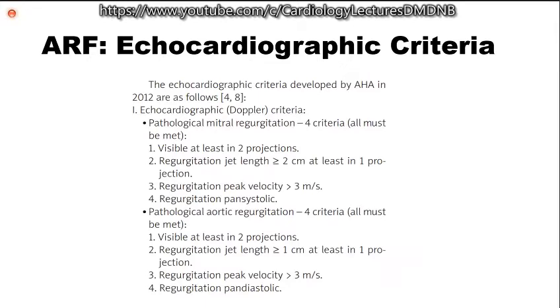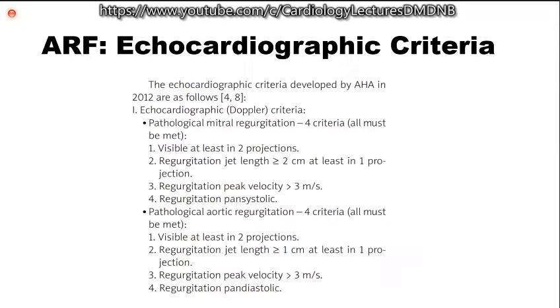Pathological mitral regurgitation. There are 4 criteria to be satisfied before you can diagnose pathological mitral regurgitation due to acute rheumatic fever. They are: 1, the mitral regurgitation should be detected in at least 2 projections, the apical 4 chamber view and also in the parasternal long axis view.